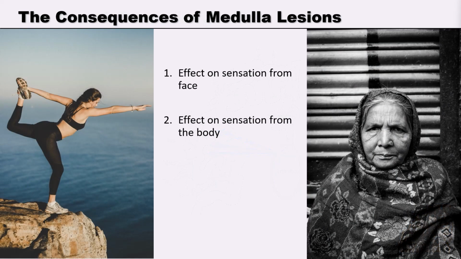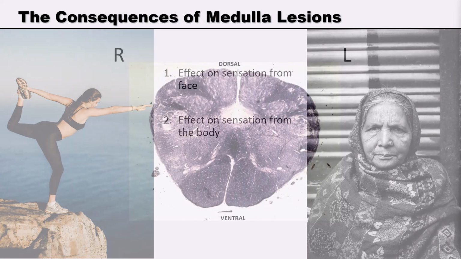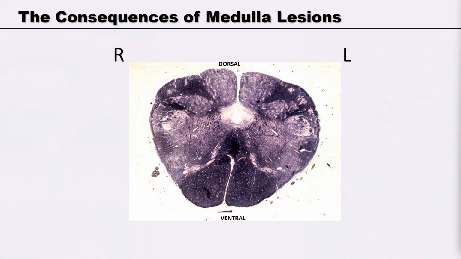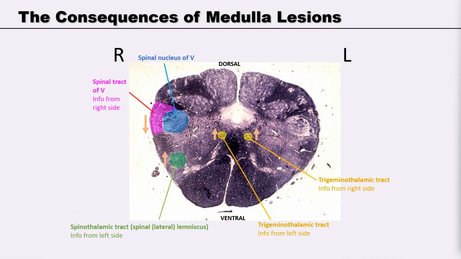Now we need to have a look at the effect of a medulla lesion on the sensory perception from the body and the face. Here is a transection of the medulla, and let's draw in some of these regions which we have mentioned today. Here we can see the descending tract of the trigeminal nerve. We know that the spinal nucleus of cranial nerve 5 is quite long, as is the spinal tract of trigeminal nerve, because these nerves must be able to travel to the most caudal regions of that nucleus. We can also see that the spinothalamic tract is present. This is conveying sensory information from the body.